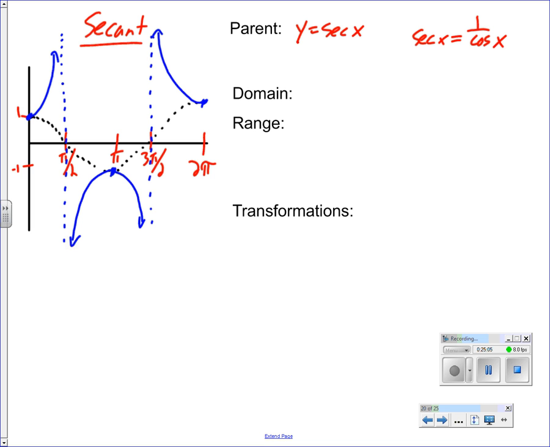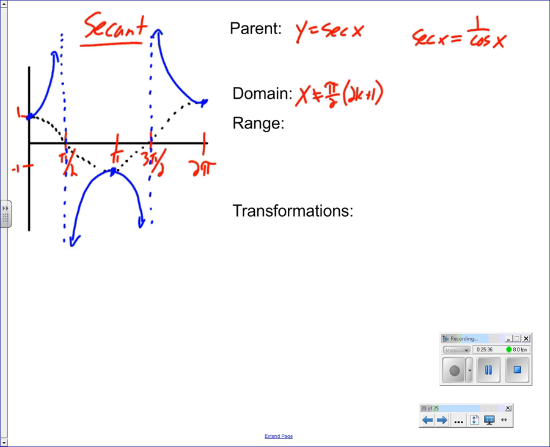So look at the domain. See, anywhere there's a 0 for the cosine function, we have an asymptote for secant. So x can't be anywhere where cosine is 0. So that happens at any odd multiple of pi over 2. So that's the same as for tangent. So pi over 2 times 2k plus 1. Odd multiples of pi over 2.